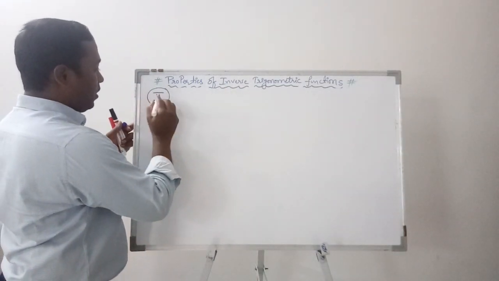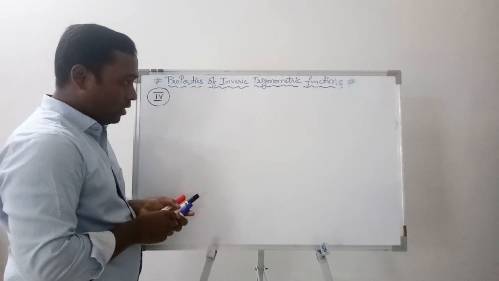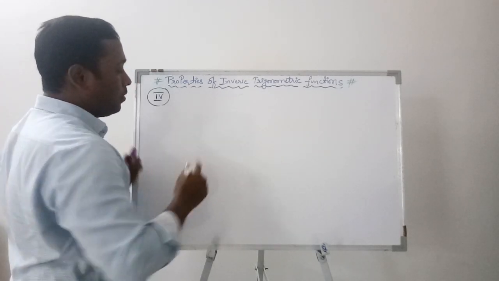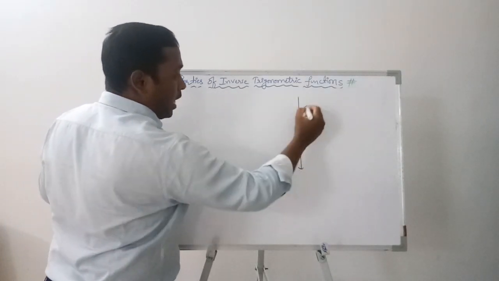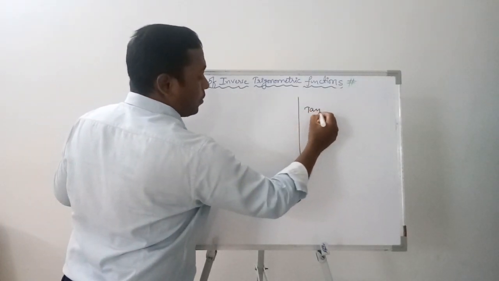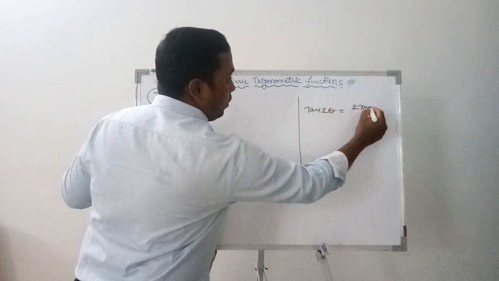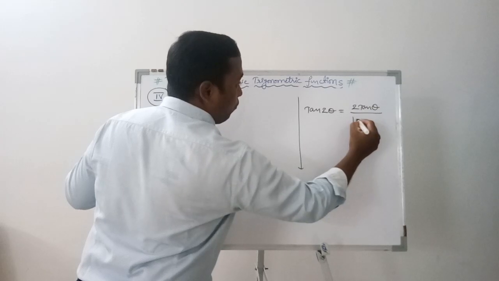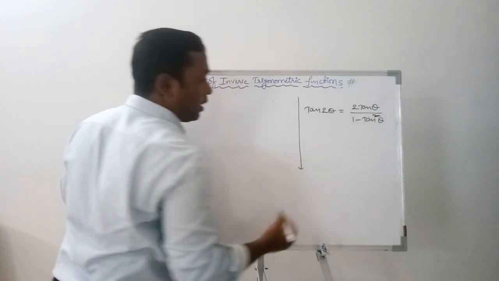Now what is the fourth part we have? There are very interesting formulas we have, like the tan 2 theta formula, right? So tan 2 theta can be written as 2 tan theta by 1 minus tan square theta, correct?